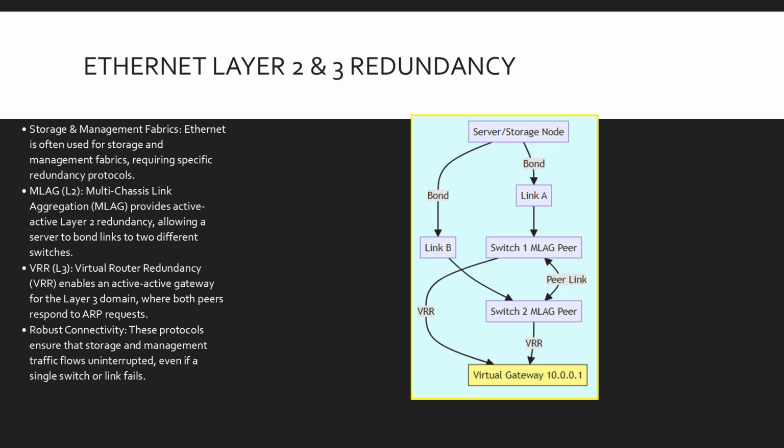This diagram illustrates Ethernet redundancy. The server at the top uses a bond to connect to both switch 1 and switch 2 via link A and link B. These switches are peered using MLAG. At the bottom, they share a virtual gateway IP, 10.0.0.1, using VRR. This setup ensures that if link A or switch 1 fails, traffic instantly flows through link B and switch 2 without severing the connection.